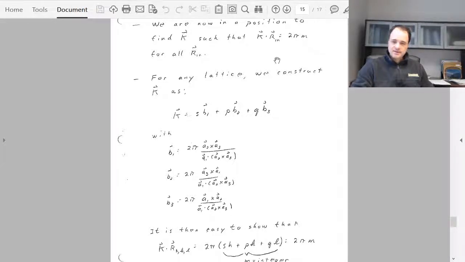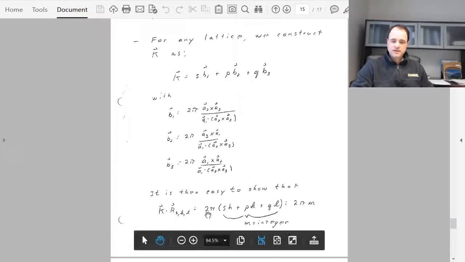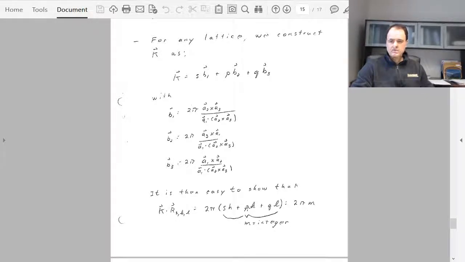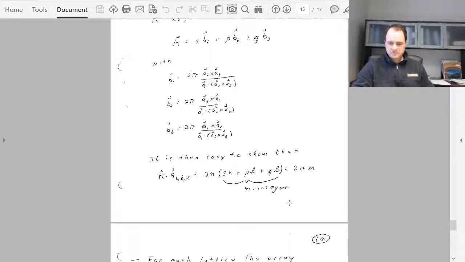And then that's our K, and now let's dot it into my R's, which is H A1 plus lowercase k A2 plus L A3. Do that dot product. What you will find is you get 2 pi times the quantity SH plus PK plus QL. If all of these are integers, then this whole thing is an integer. So if your k's are indeed given by these equations, you will get k dot r is always equal to 2 pi times an integer.